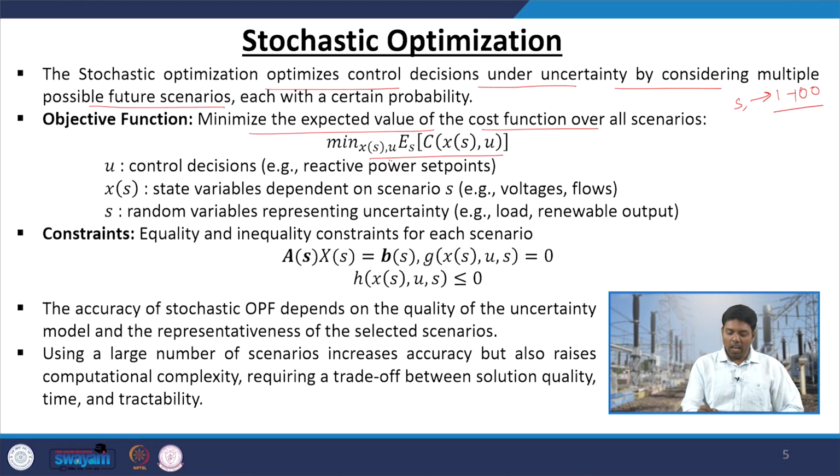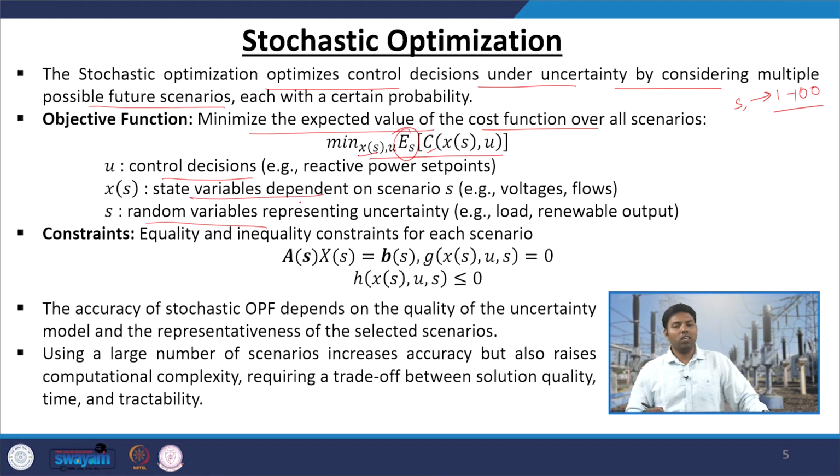So, you can see that previously it was only x, now it has become xs. That means, the input data or uncertain parameter for that scenario only we are considering, and considering that you have to calculate the cost and you have to take the expected value of that cost. Okay. With the control, u is the control decision, s is the random variable and xs is the state variable dependent upon that scenario.